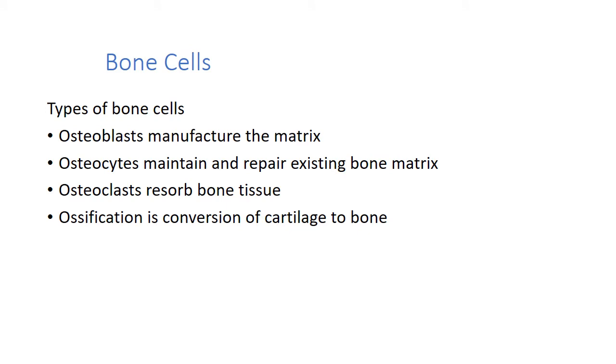There are a couple different types of bone cells. Osteoblasts are cells that make bone. Osteocytes maintain and repair the bone. Osteoclasts actually break bones down. And you might want to know, why are there cells that actually build and break bones down? Because bones are a dynamic tissue, they're being broken down and rebuilt constantly.